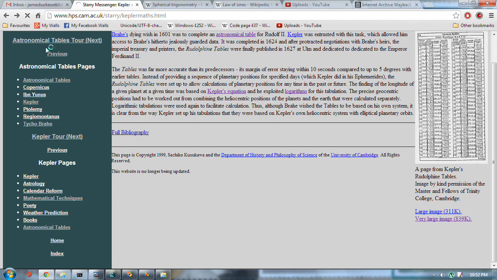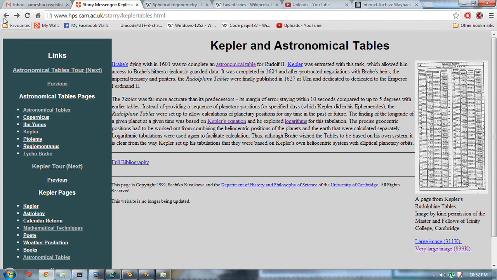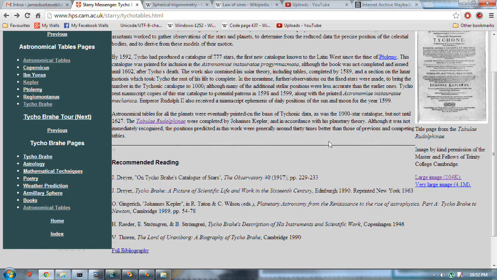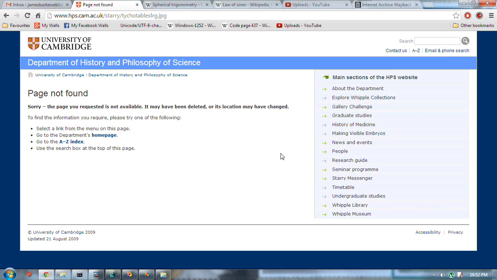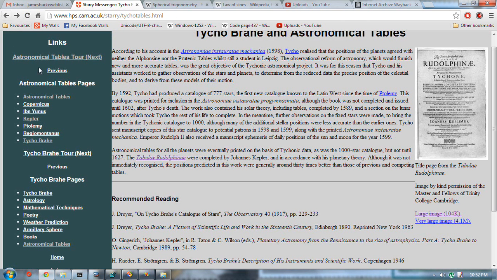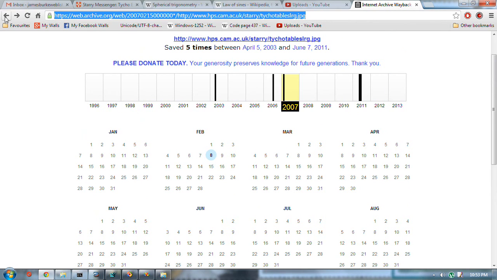And at one point I was on this page, and I thought, well, okay, this is by Kepler, but it's based on Brahe's work, and so I thought it'd be nice to have that picture. I tried to get this very large one, and look what it said. Page not found. But I knew it must be there somewhere. So then I went to the Wayback Machine, and way back in 2007, I found that page, and it did download. So I managed to get that. So that's good.